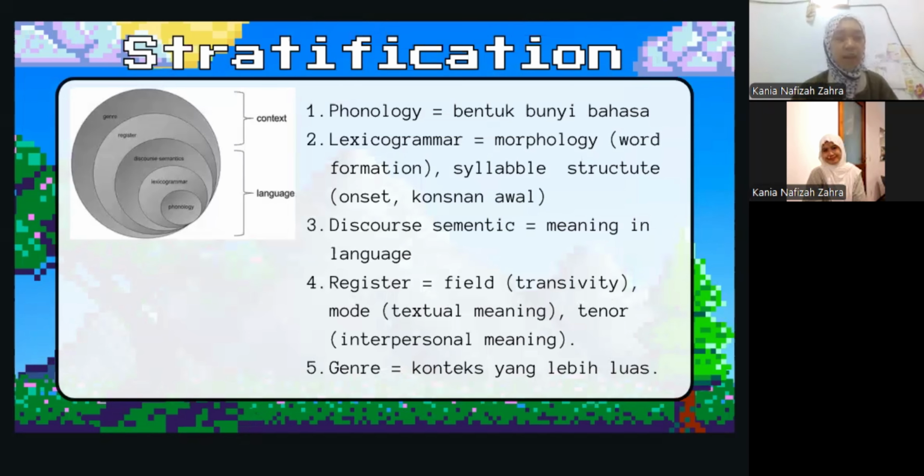Okay, the first one, we have phonology. It's the shape of sounds in language. The second one, we have lexicogrammar. Lexicogrammar is divided into two. First, we have morphology or word formation, and also syllable structure. The next, we have discourse semantics. It's more like making meaning in language. The next one, register. It's the field, the mode, and the tenor. And the last one is genre. It's more about the context in the text.